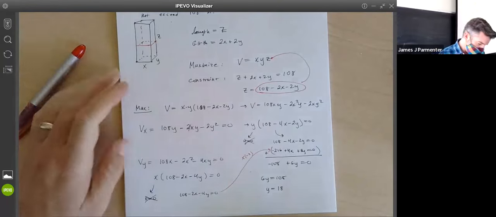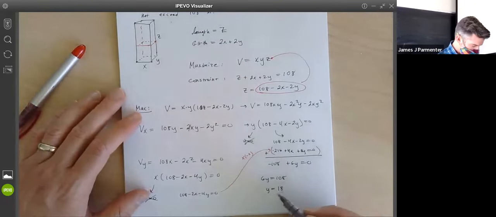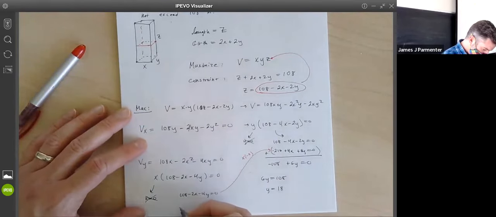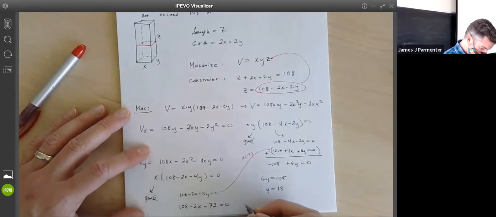And then looking at my relationship between, there's a good reason not to do that. Now I have to go back and actually work for x. So plugging this in over here, 108 minus 2x minus 4 times 18 is 72. So I get 108 minus 72 is 36 equal to 2x. Oh yeah, x also equals 18.